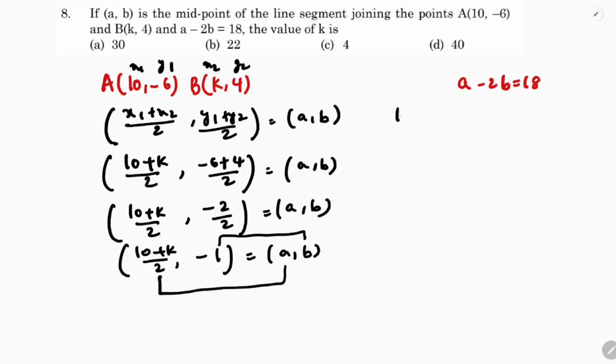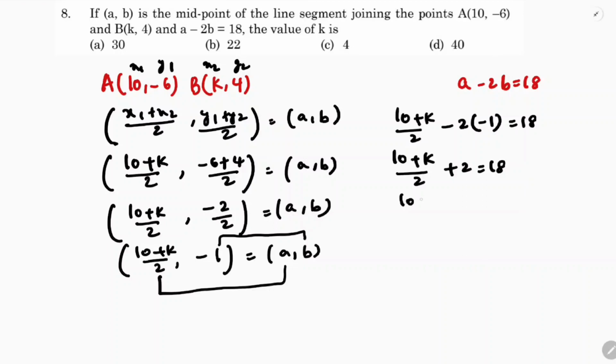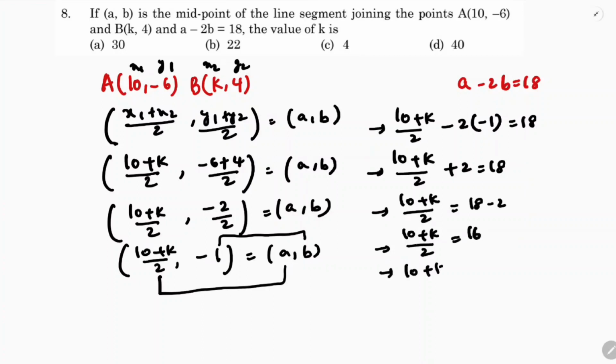This I'll substitute here. a is (10 plus k) by 2, minus 2 times b, which is minus 1, equals 18. So (10 plus k) by 2 plus 2 equals 18. (10 plus k) by 2 is 18 minus 2, which is 16. So 10 plus k equals 2 times 16, which is 32. So k is 32 minus 10, which is 22. So the correct option is B.